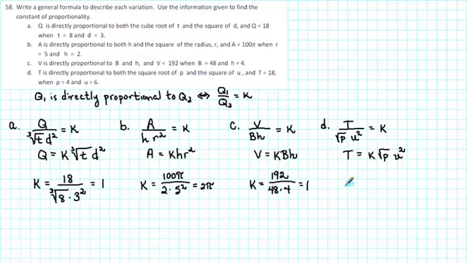We get t is equal to k times the square root of p times the square of u. To find the constant of proportionality, we substitute the given values for t, p, and u into the constant of proportionality formula. We get 18 divided by the square root of 4 times the square of 6. The square of 6 is 36, and 18 goes into 36 2 times. The square root of 4 is 2, and 2 times 2 is 4, so this reduces to 1 over 4. So the constant of proportionality is 1/4, or if you like, you could write it as a decimal, 0.25.